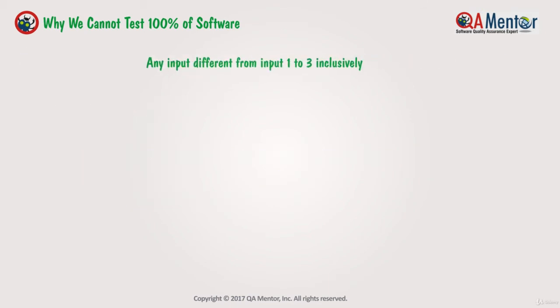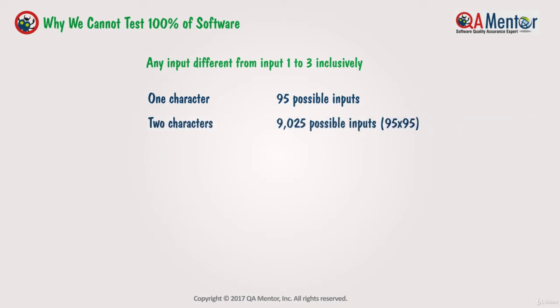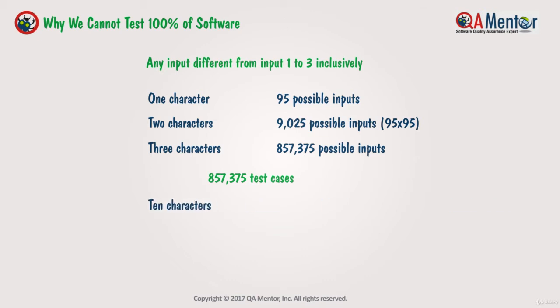If we test the condition, any input different from input 1 to 3 inclusively with one character, we have 95 possible inputs. But what if a user enters 2 characters? In that case, we have 9,025 possible inputs, 95 times 95. What about 3 characters? We have 857,375 possible inputs. That's 857,375 test cases. How about 10 characters?